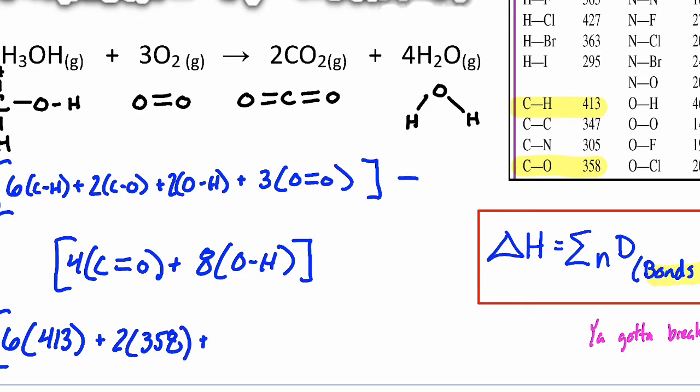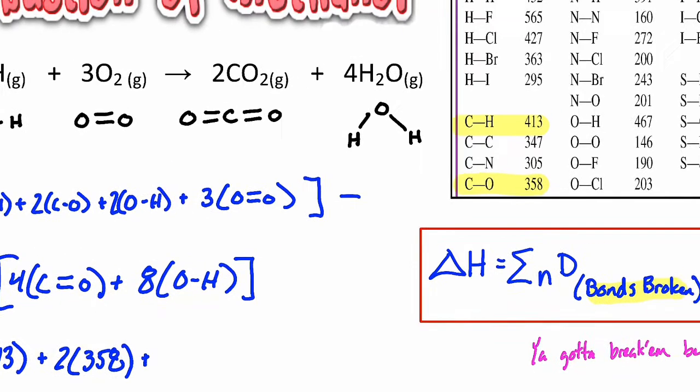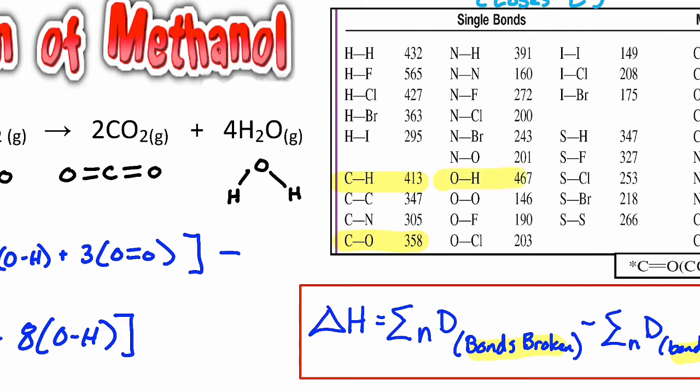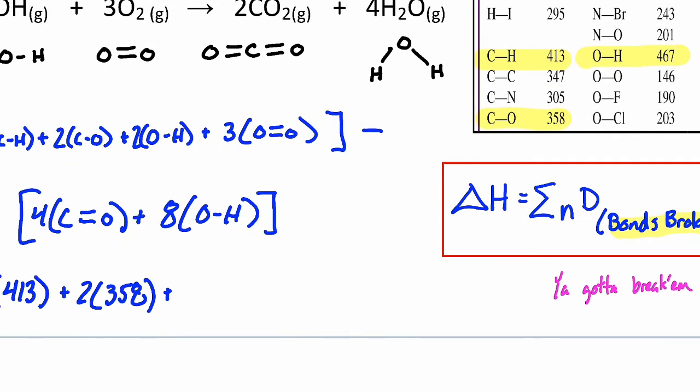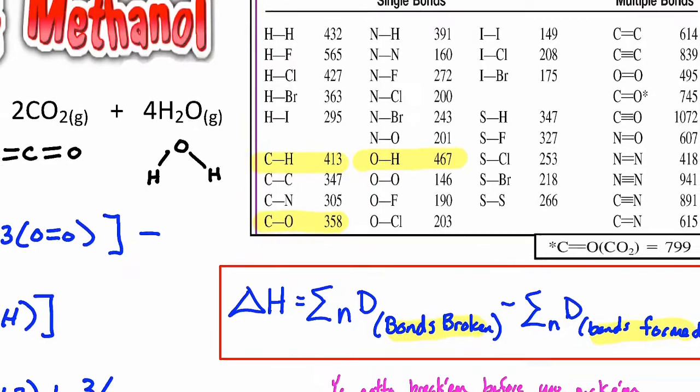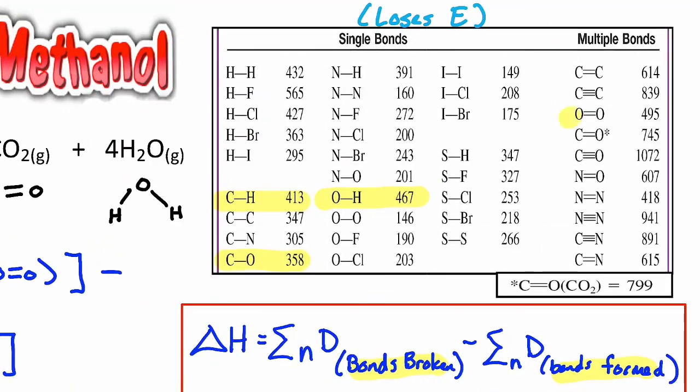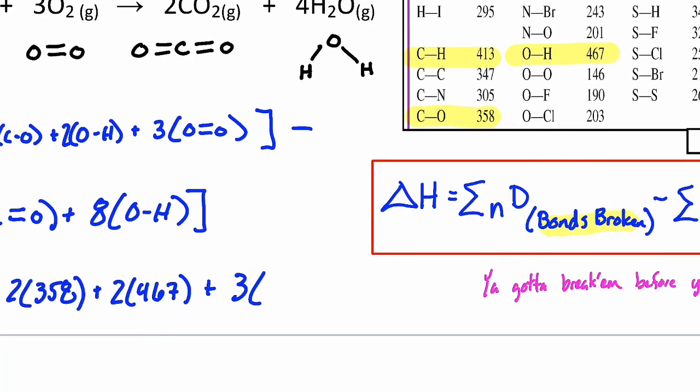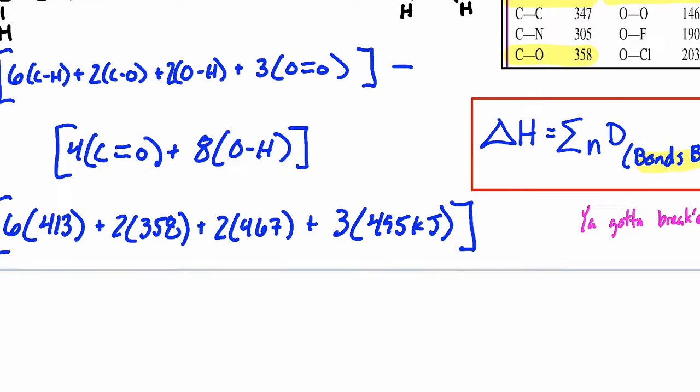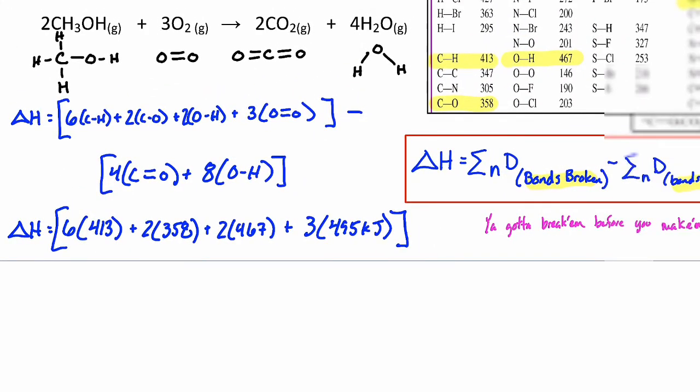All right, now I need an OH bond, so I'm looking for it. There it is, 467. I have 2 of those. And then I need 3 double bonded O's, so I'm going to go over to the double bonded area, and 495. I always write kilojoules at the ending of this first part. Those are the bonds that I'm breaking: the energy required to break those bonds and the number of moles of bonds that I have.